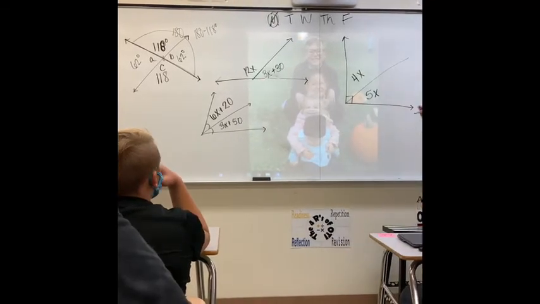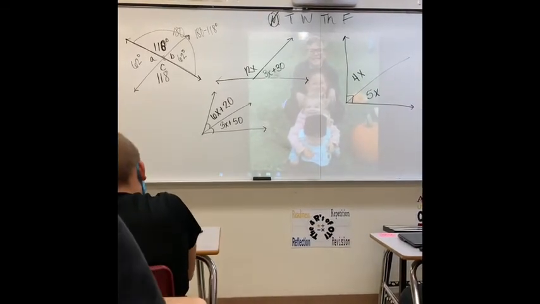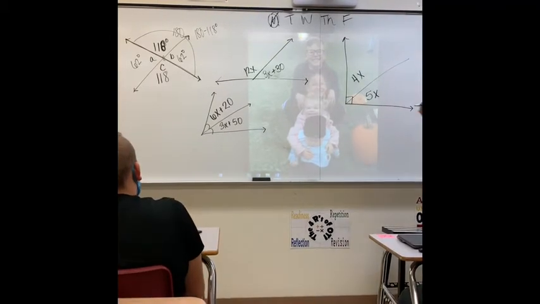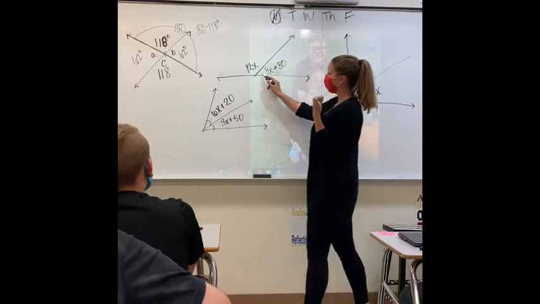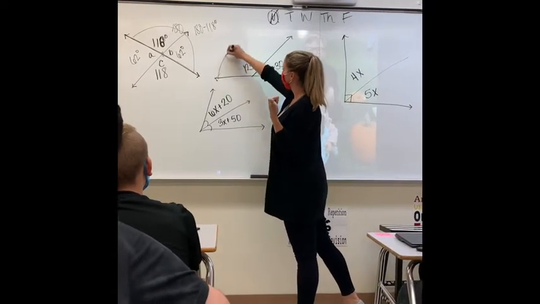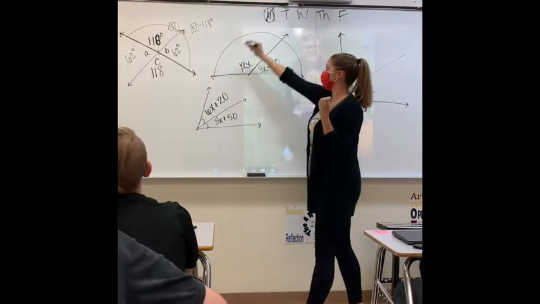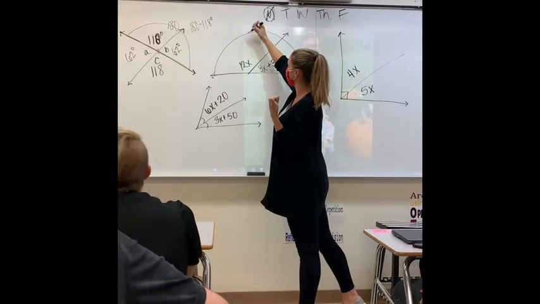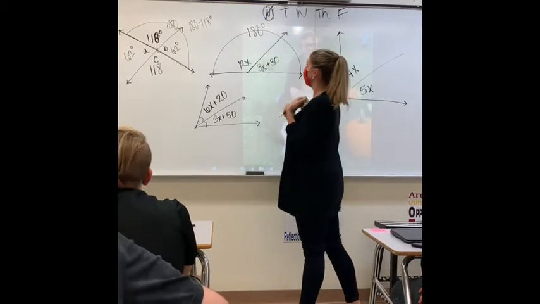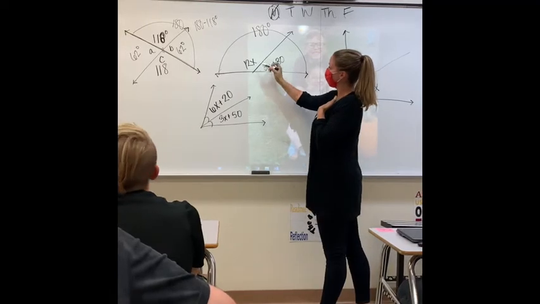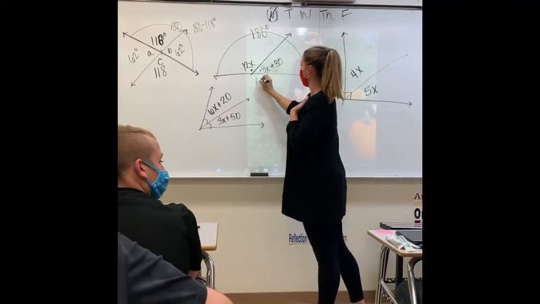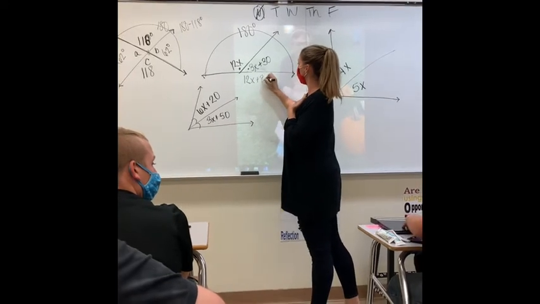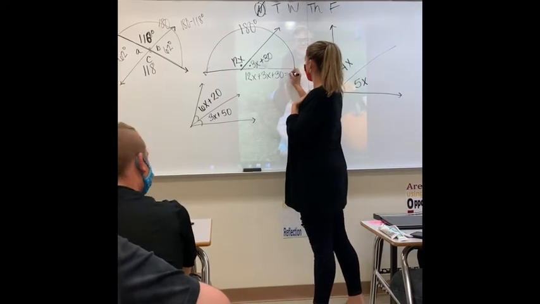Who can tell me what this is a picture of? They're supplementary. This is what we call a linear pair. This straight line means we have a half circle, which represents how many degrees? 180. So I'm going to set up an equation. This guy plus this guy equals 180. So 12x plus 3x plus 30 equals 180.